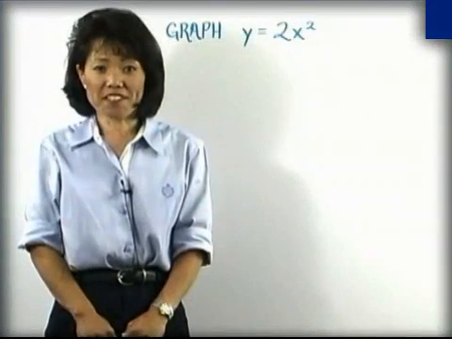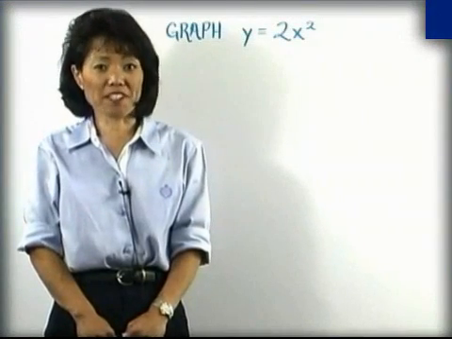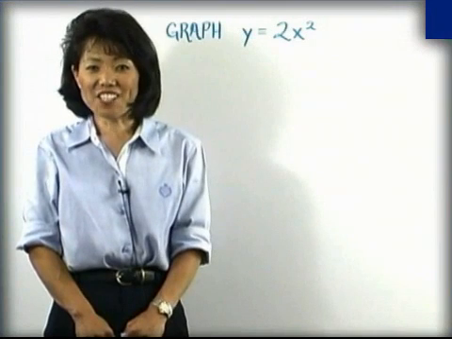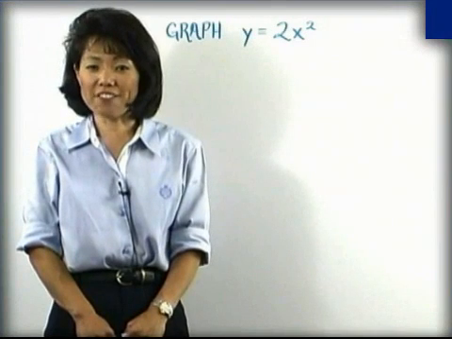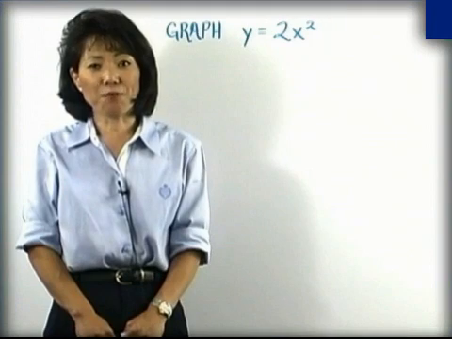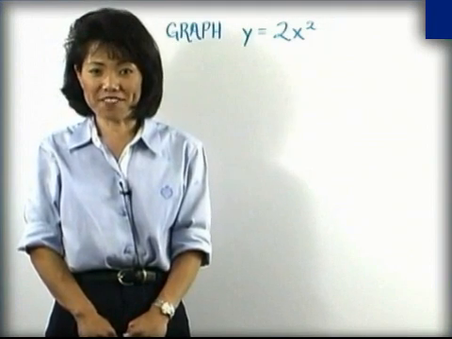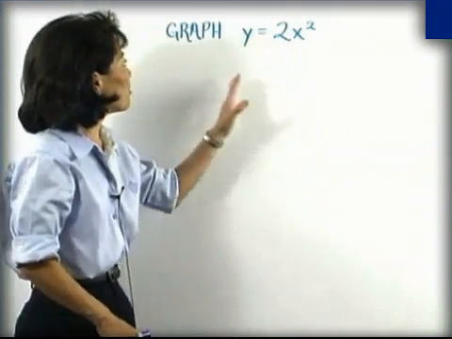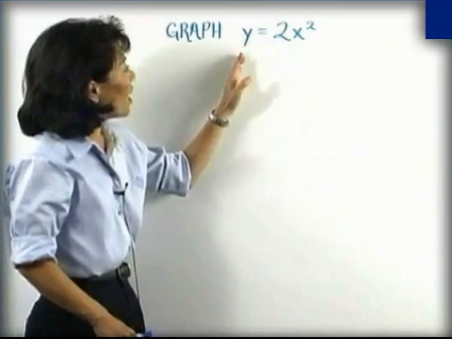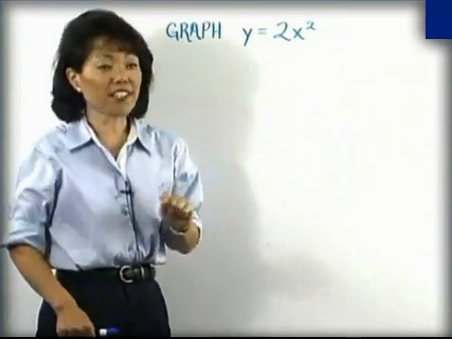Up to this point in this class, we haven't graphed much more than a simple line. In this chapter, because we have quadratic variables, we're going to graph a more interesting shape. We're going to graph what's called a parabola. Let's look at our first equation. We're going to graph y equals 2x squared.